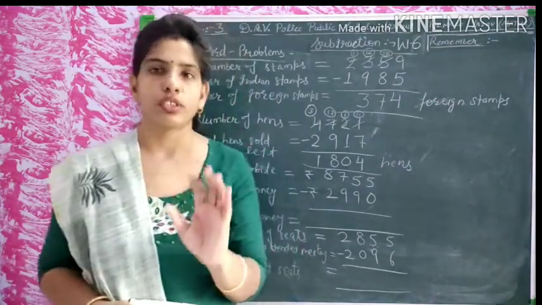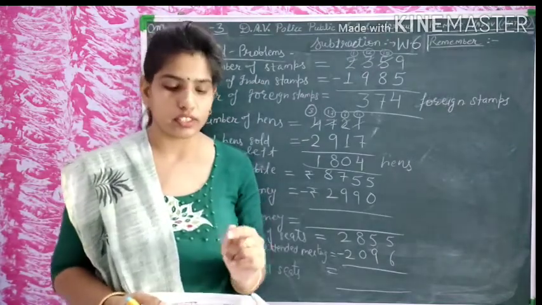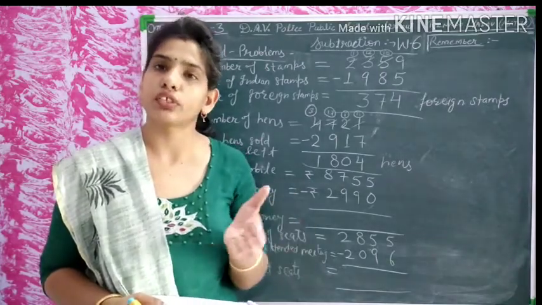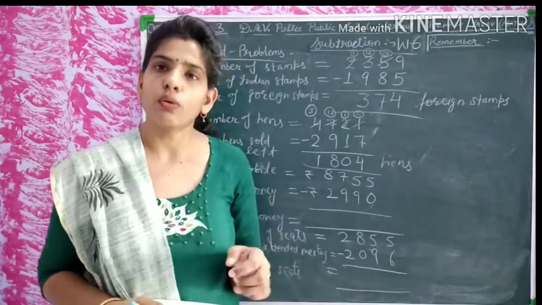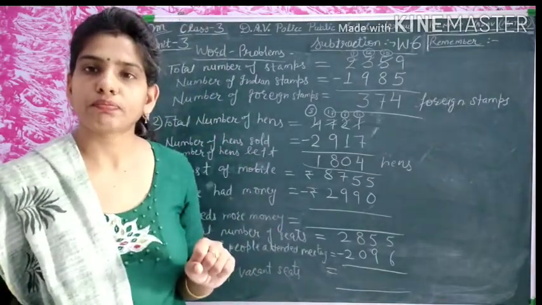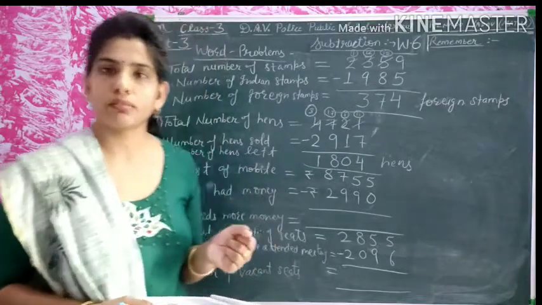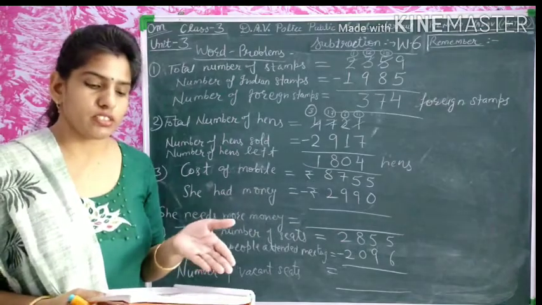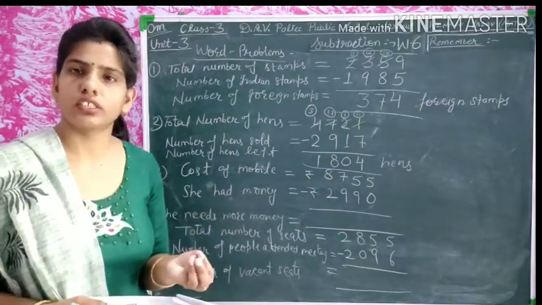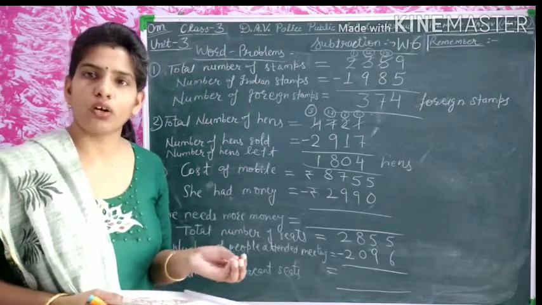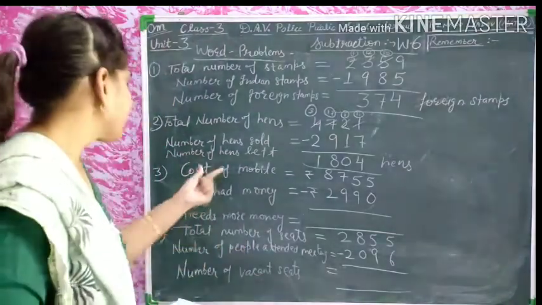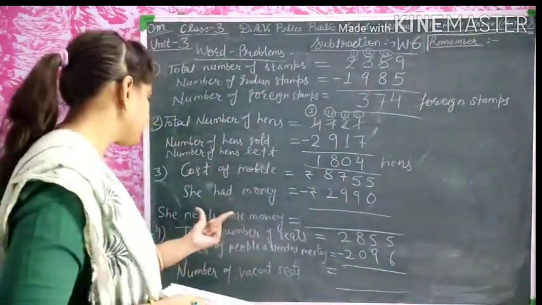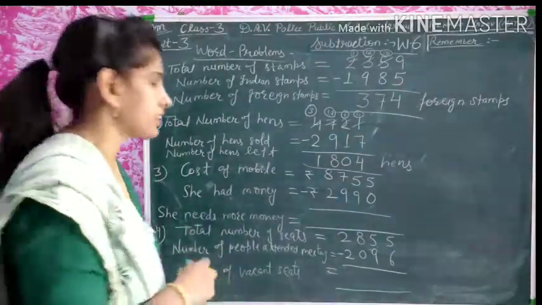Mrs. Renu wants to buy a mobile and its cost is 8,755, but she had only 2,990 rupees. So how much more money does she need so that she can buy this mobile? The mobile's cost is 8,000 something, and she has only about 3,000 rupees. Then how much money does she need there? That is, the cost of the mobile is this, and she had this amount, but she needs more money. How much more money does she need?